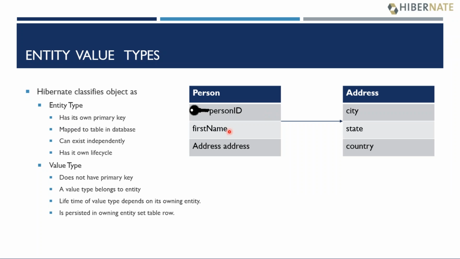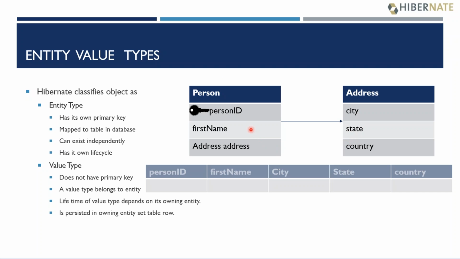So it is not going to create two separate tables, one for Person and the other for Address. If you see over here, you have person ID and first name, and you are making Address part of the Person. When you make Address part of the Person, all the fields of the Address, that is city, state, and country, will be merged with the Person's table. So person ID, first name, city, state, and then country. This is called a value type, meaning this class will not have a separate ID.